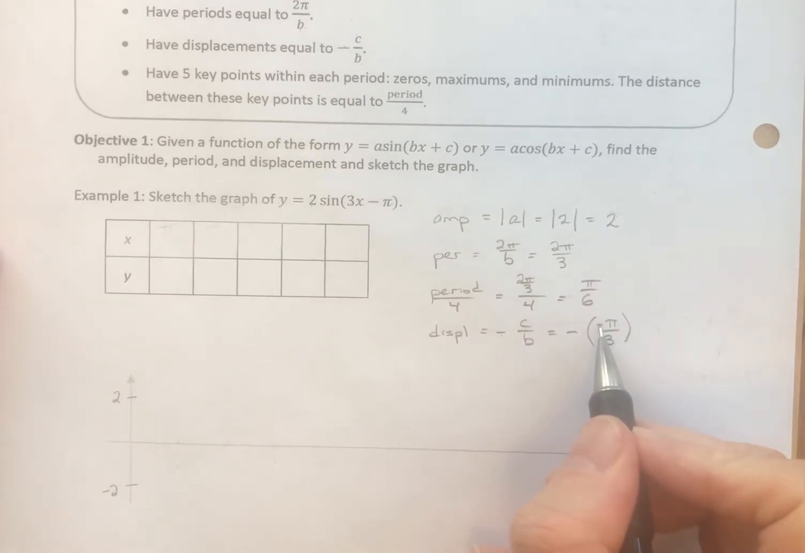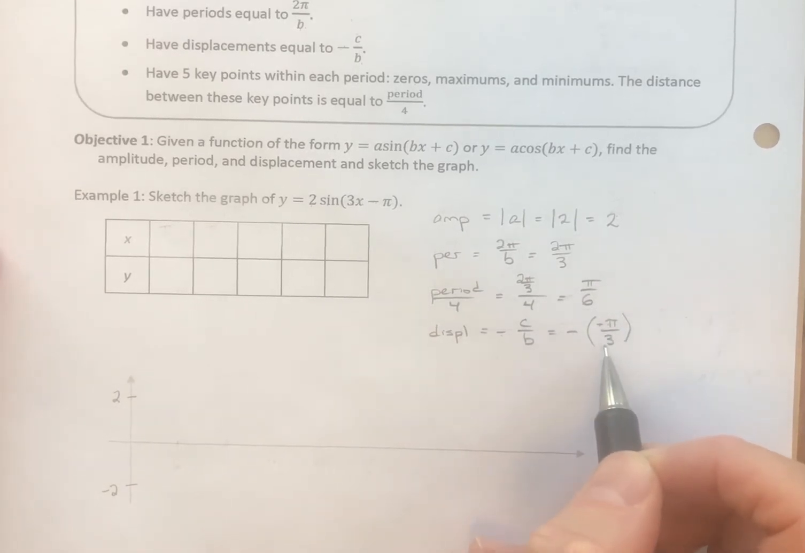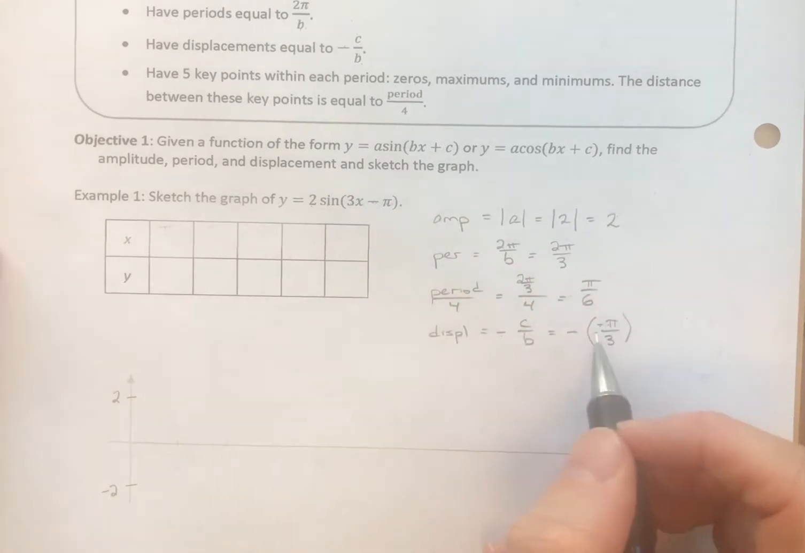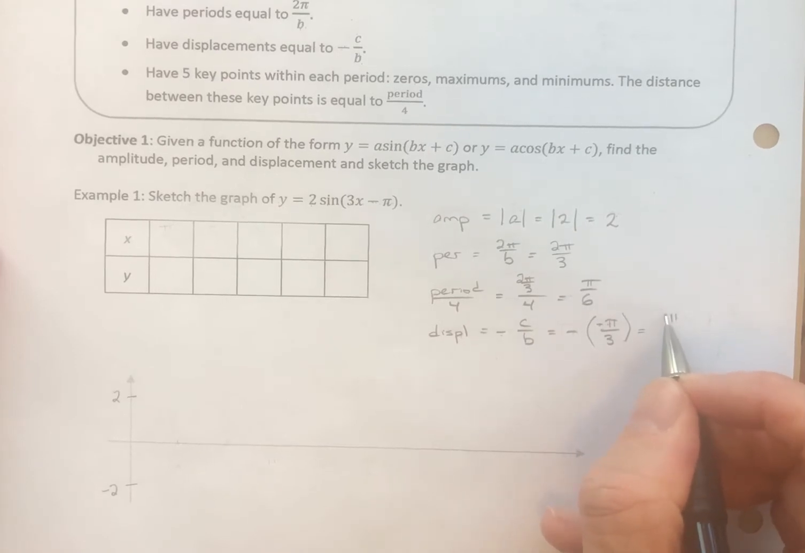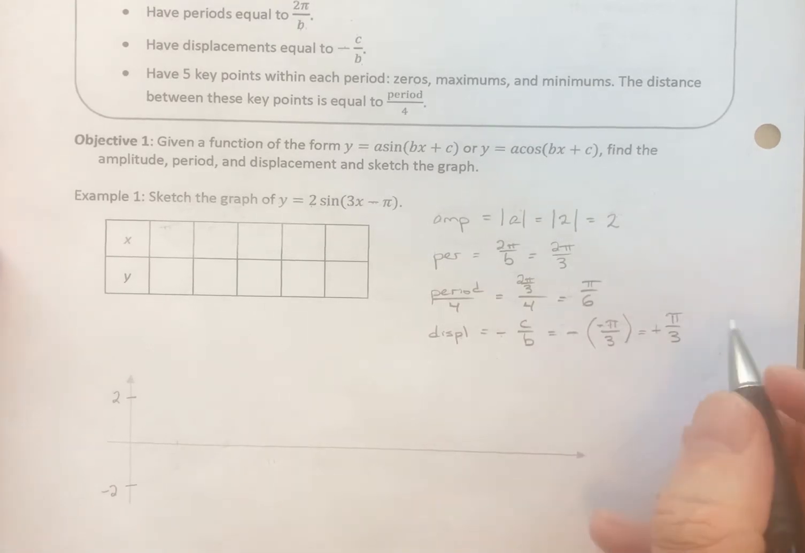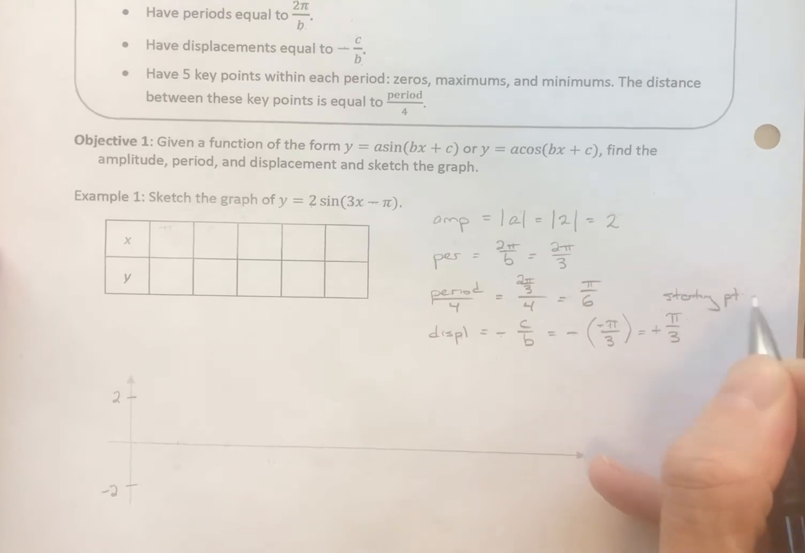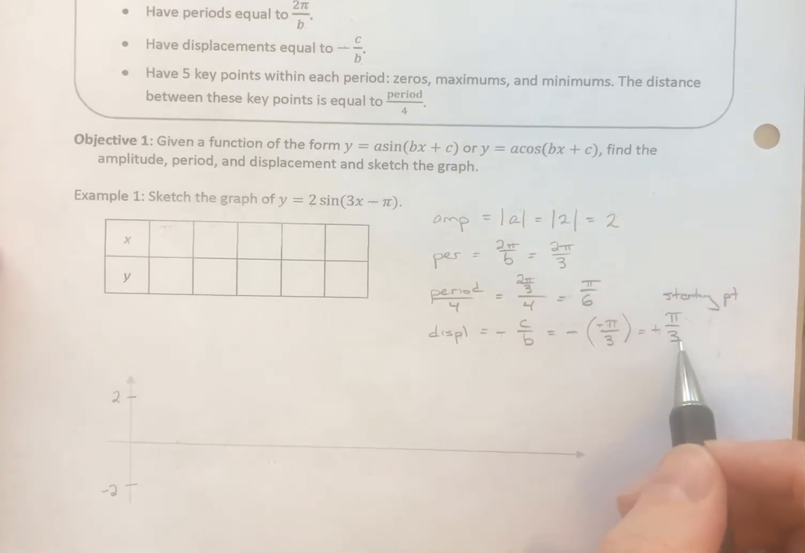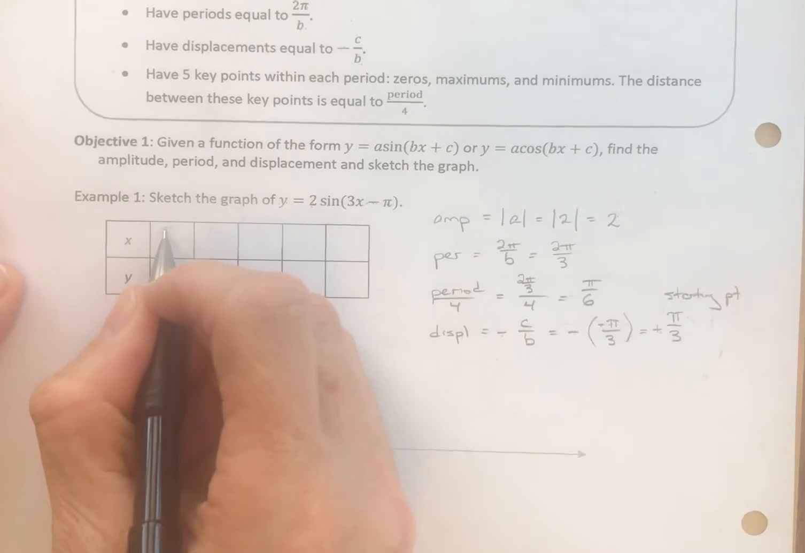People will lose this negative. They'll think this negative applies to this. It does not. This is the opposite of whatever C is over whatever B is. C is negative pi, so it's the opposite of negative pi over 3, which turns out to be exactly pi over 3, and it's positive. Okay? This displacement is going to be our starting point. We're going to move pi over 3 to the right to start to graph one period of this function. Okay, so we're going to start at pi over 3.